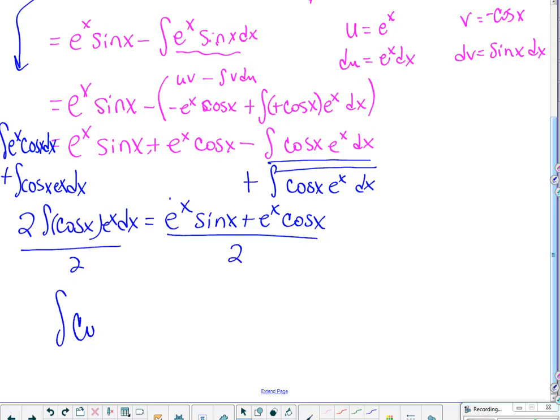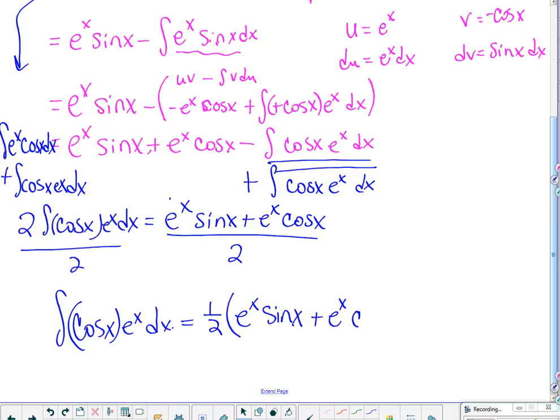The integral of cosine x e to the x dx is equal to 1/2 of e to the x sine x plus e to the x cosine x. I think this will give you enough that you can take and do the homework that follows. Good day.